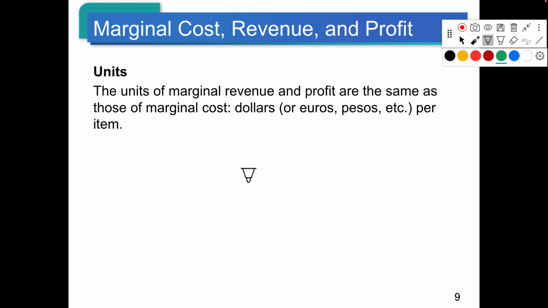Units, again, when we talk about marginal, it's always per item, per unit. So it's not just dollars. Profit is going to be in dollars or euros or whatever.